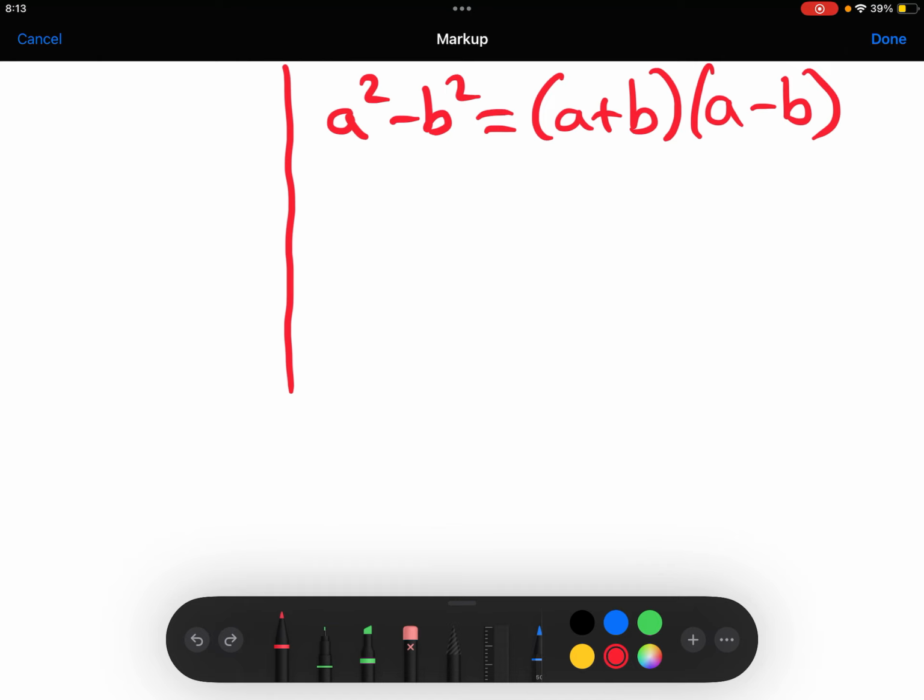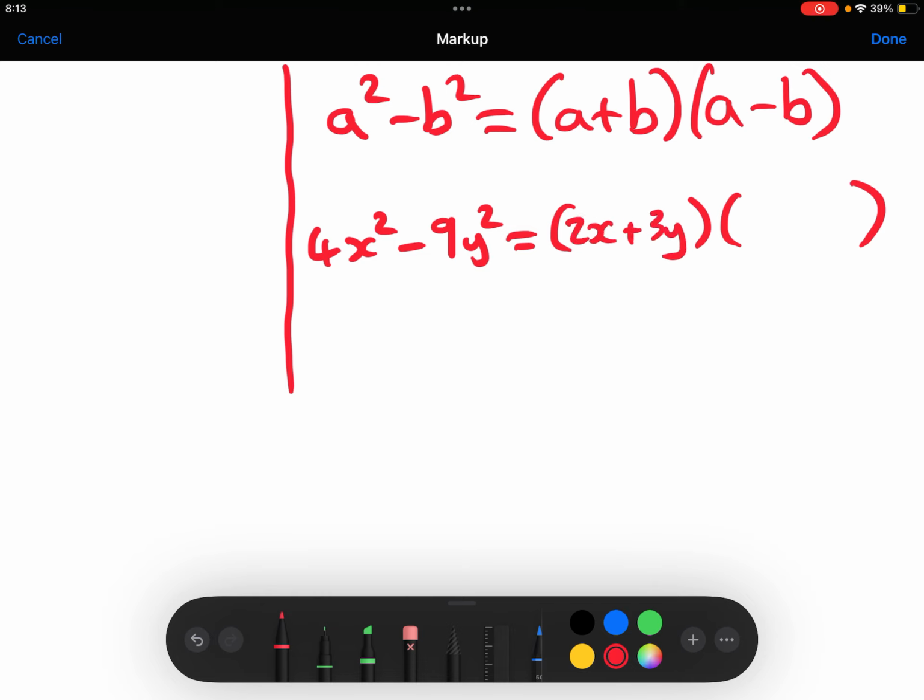So as another example of that, let's say if I had 4x squared minus 9y squared. That's the difference of two squares. I can rewrite that as 2x plus 3y times 2x minus 3y.